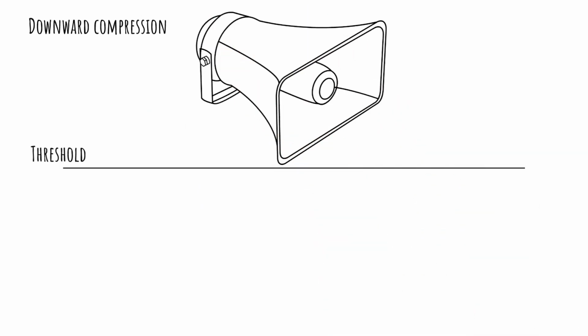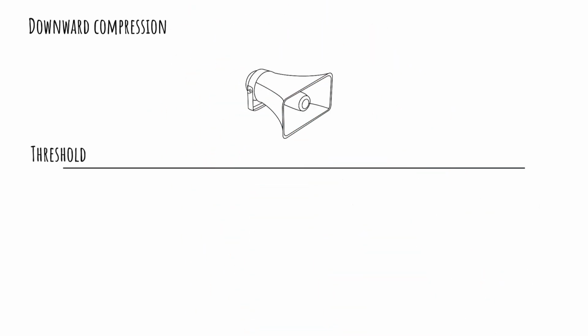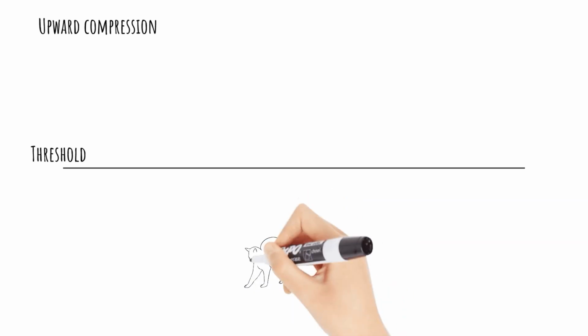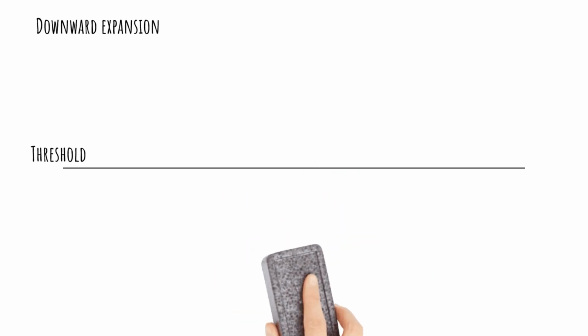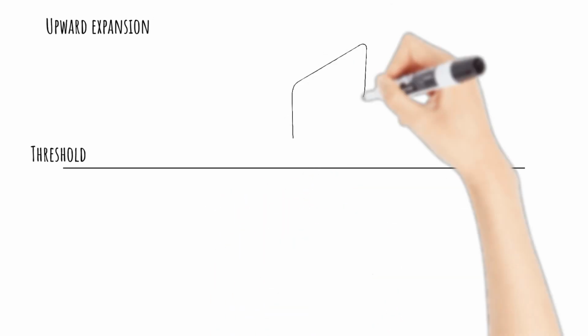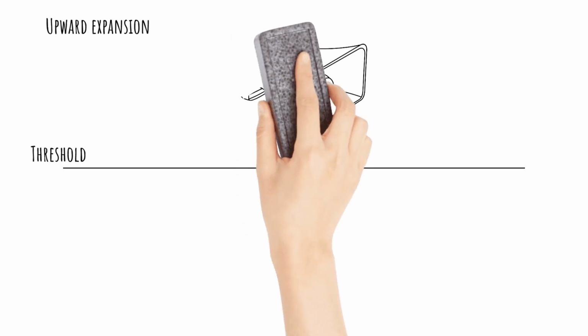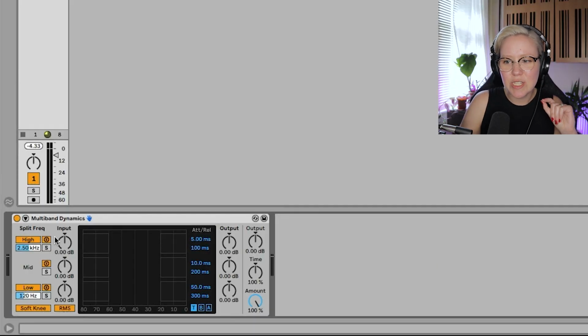For example, the most normal compression, which is downwards compression, is that we're making louder signals quieter. Where in upwards compression, it's quiet signals louder, and so on. And then we have downwards expansion, we make quiet signals quieter, and then we have upward expansion, which is louder signals louder. Fun.